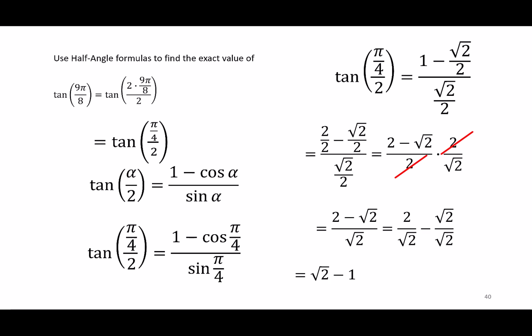As you're doing these problems and you see that there are a lot of little pieces to them, just take your time and go slow. Another thing you can do is check your work. So let me show you what I mean by checking your work. Remember we started with the tangent of 9 pi over 8, and we ended by saying it is equal to the square root of 2 minus 1.